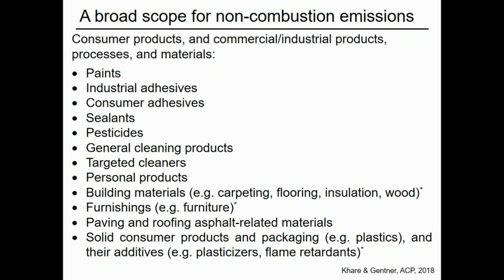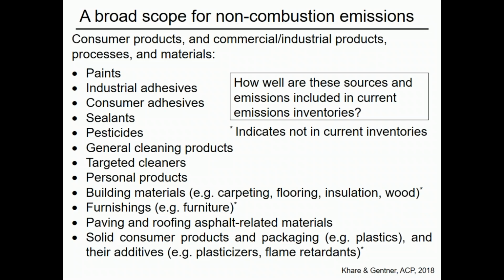If we look at what we know about non-traditional emissions as they're reported, we have a mix of things you would think of: paints, pesticides, cleaning products, but then we get into a whole number of other things here. The ones that are starred are not in current emissions inventories: furnishings, building materials, asphalts. They don't get a star because they're included, although extremely poorly, and then solid consumer products. The world of these non-traditional emissions are the things that we really haven't focused on much, especially not in the last 30 years, and they are playing a bigger role in air quality.